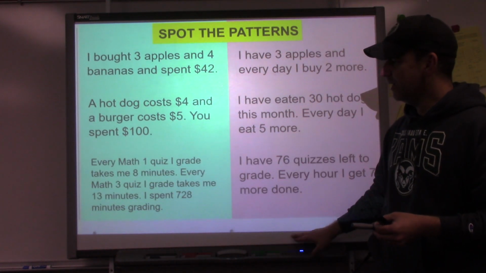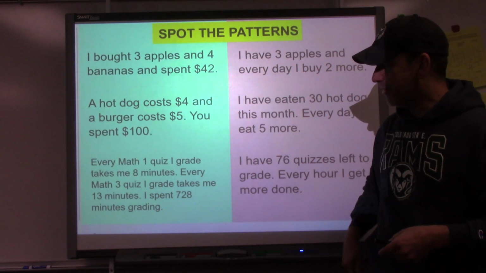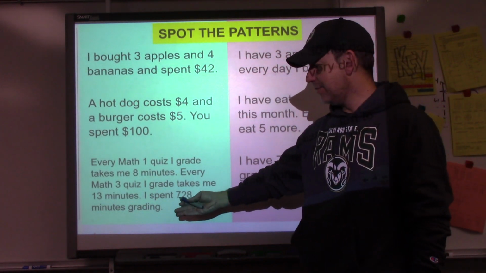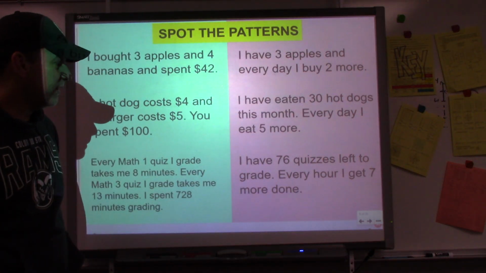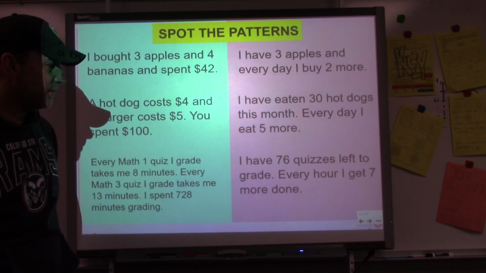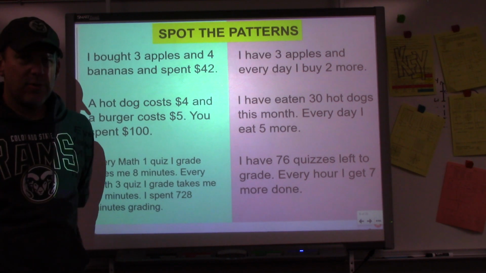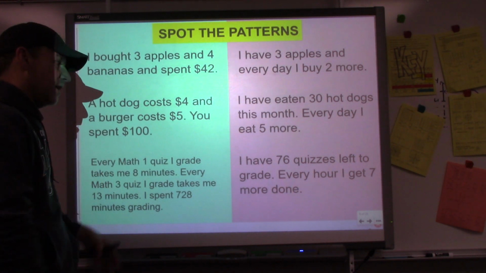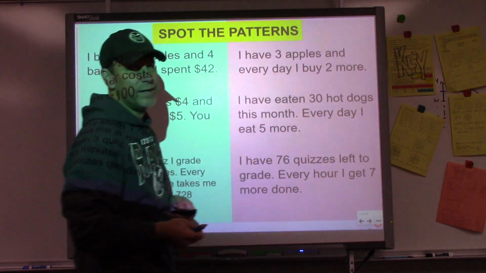And then finally, every Math 1 quiz I grade takes me 8 minutes. Every Math 3 quiz I grade takes me 13 minutes. I spent 728 minutes grading. Over here, I have 76 quizzes left to grade. Every hour, I get 7 more done. You should be thinking about the same patterns. All right, so what patterns do you notice that separate the problems on the left side from the problems in the pink on the right-hand side?